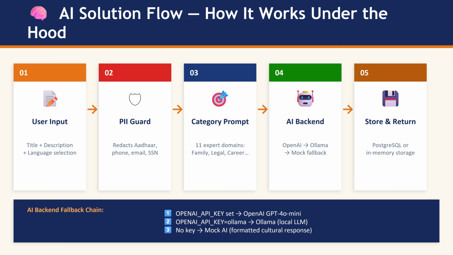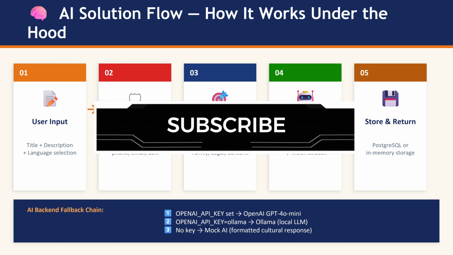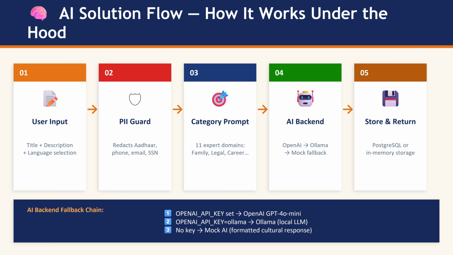Step 1: user input of title, description, and language, validated by a Zod schema. PII guard, category specification, system prompts, AI backends. Currently we are basically using free tiers, where there is no paid subscription. The data is stored in a Postgres database.